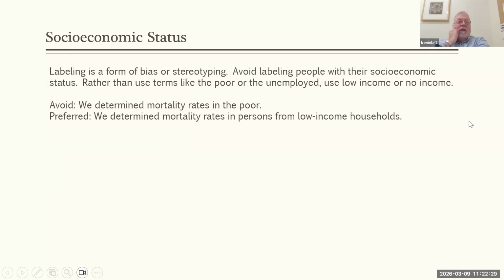And socioeconomic status is also an area where there will be bias and discrimination. Rather than using terms like poor and unemployed, use low income or no income. Avoid using we determine mortality rates in the poor, and you want to substitute for that something like we determine mortality rates in persons from low income households.